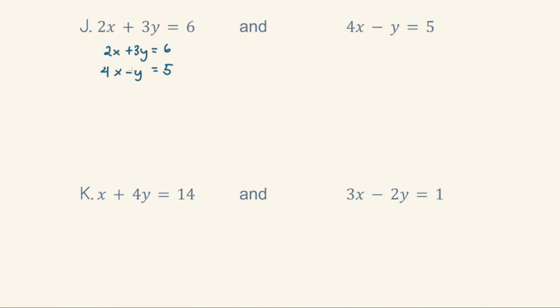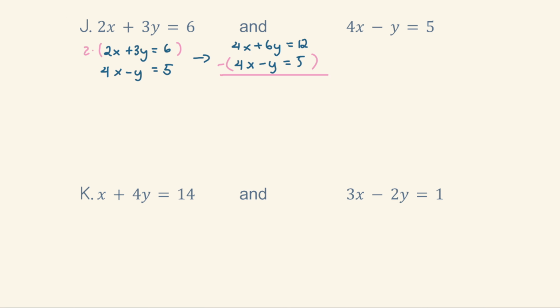So to make, let's say, the coefficients for my x match here, I'm going to multiply the top equation by 2. So that's going to give me on top, I'm going to have 4x plus 6y is equal to 12. And my second equation looks like this still. All right. Now we're all set to subtract the equations, right?